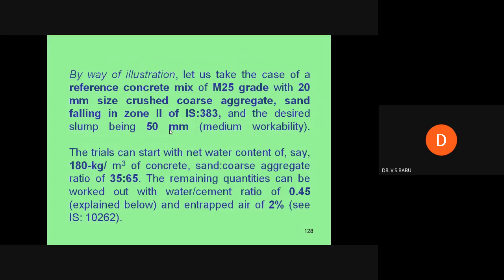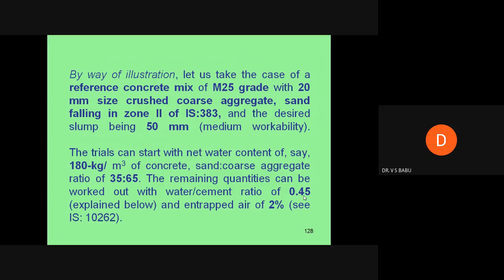But here he is saying 180 liters, while nowadays maximum 155 liters and 160 liters of water is used to make concrete, because 180 liters is very heavy. Nowadays superplasticizers and PC based superplasticizers have come. That's why they are using even 150 liters, and the remaining quantities can be worked out with a water cement ratio of 0.45. But nowadays I can say even 0.35 and 0.4 also.